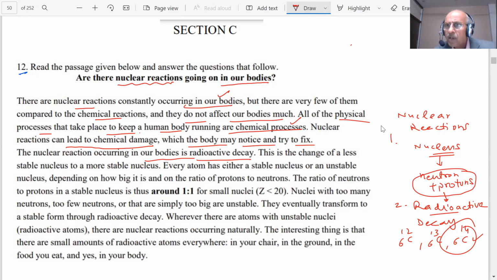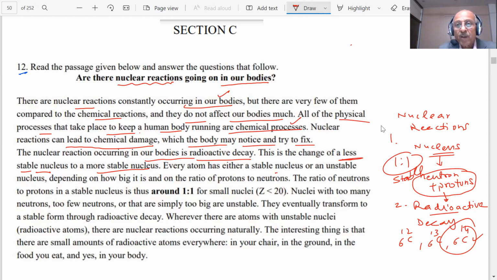Radioactive decay is first order kinetics. We'll see about that. This is a change of a less stable nucleus to a more stable nucleus. What happens? You know the nucleus contains neutrons and protons. If the ratio of neutrons to protons is 1:1, then it is a stable nucleus. And if the neutrons are more than protons, the ratio is disturbed and the nucleus becomes unstable. Something which is unstable will dissociate to go to a more stable state. That's what he is saying. This is a change of less stable nucleus to more stable nucleus.